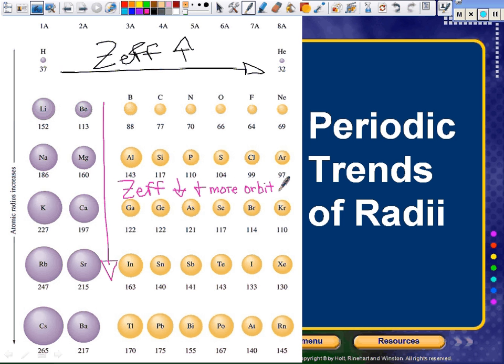Alright, so as you move left to right, your Zeff's going to go up. And as you go down, your Zeff's going to go down, and you're going to increase your number of orbitals. So again, I can show a 4-year-old this picture, and they would obviously know that it's going to get a little bit smaller. Okay? Any questions there?